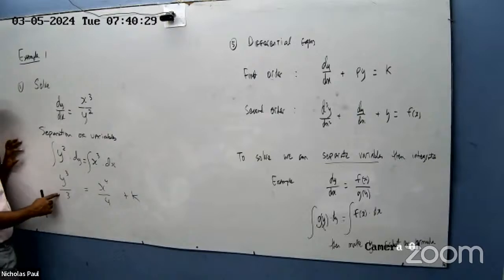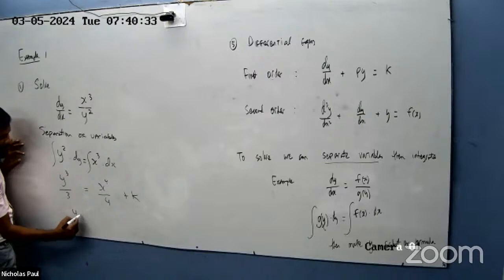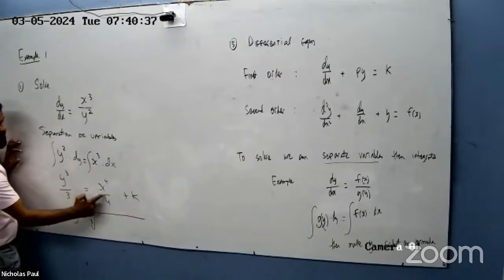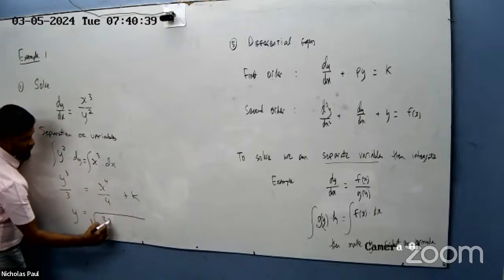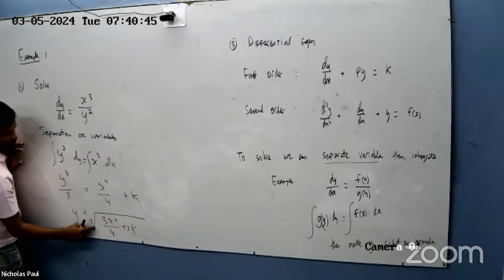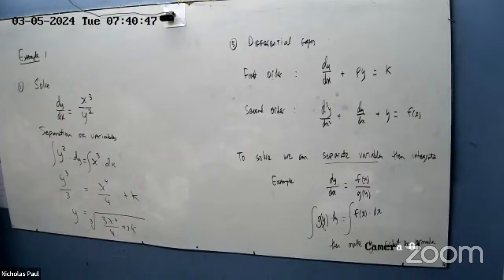And then when you reach here now, make y the subject of the formula. So carry across the 3 and then cube root everything. So multiply everything by 3, you will get 3x to the 4th on 4 plus 3k, and then carry across the cube, you cube root everything.